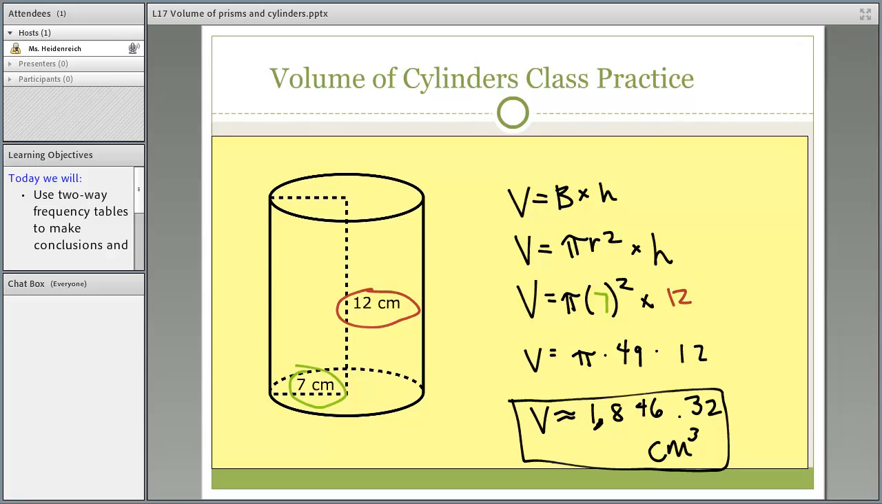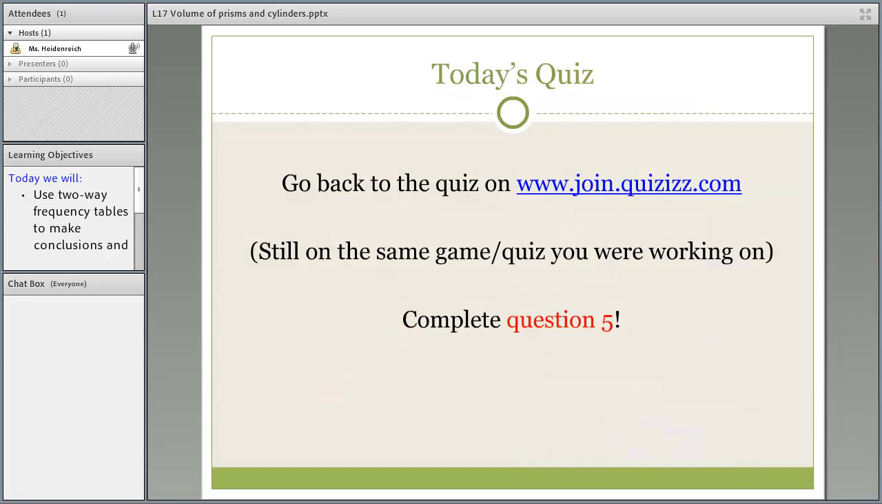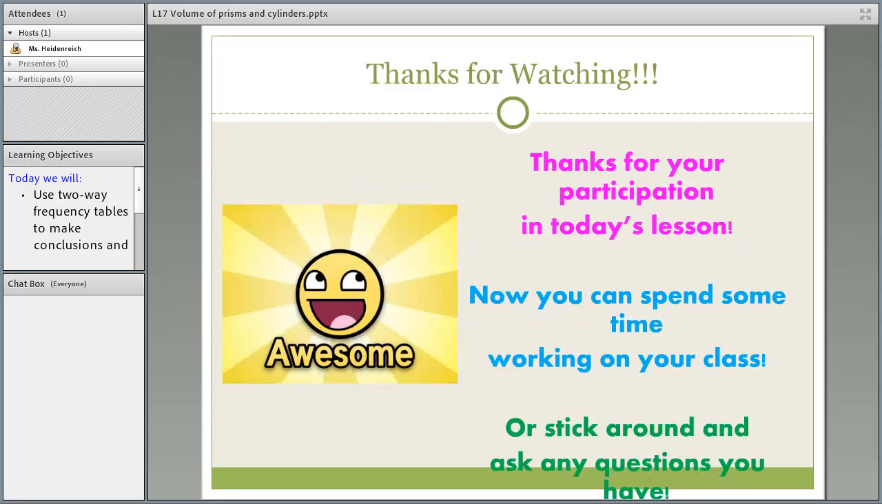If you didn't write your units, you should have. So you want to always be trying to practice writing down your units and getting the correct units. So make sure to do that. Okay? And that's it for today's lesson. You can go ahead and complete question 5 on your quiz, and then you will be done.